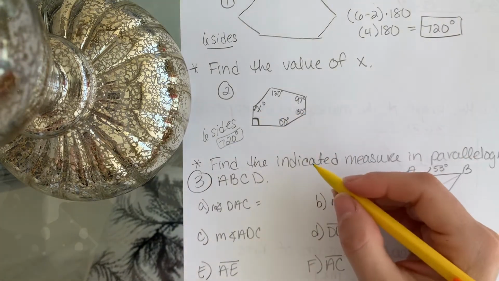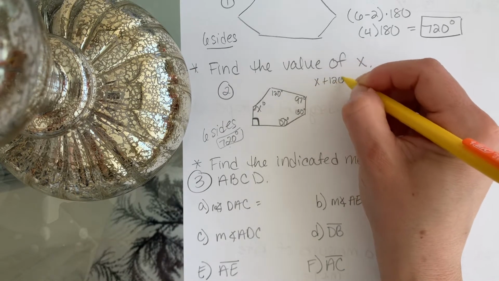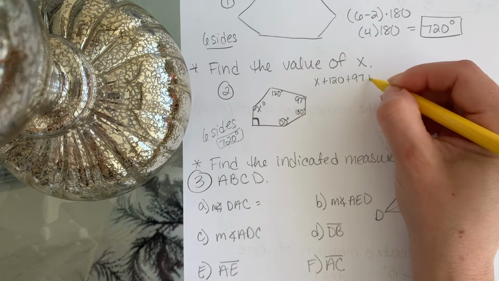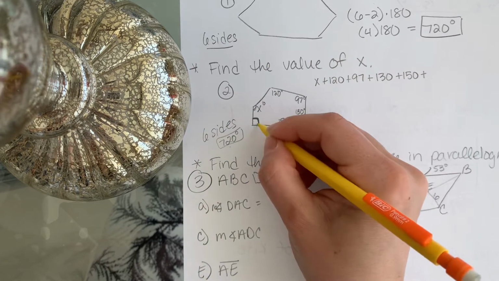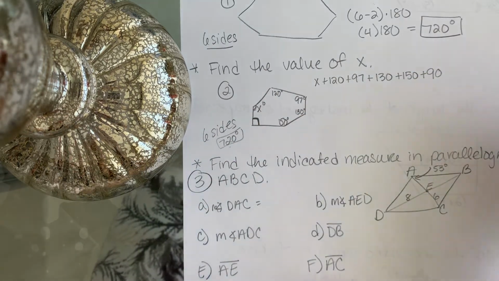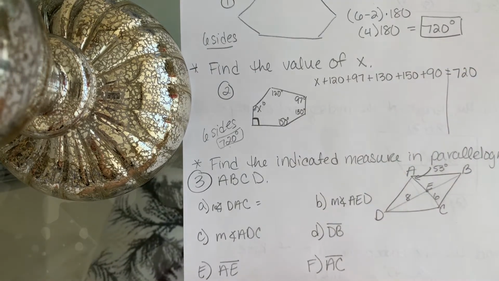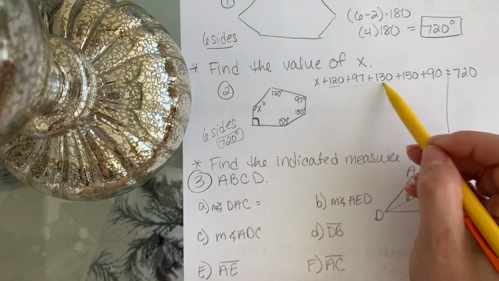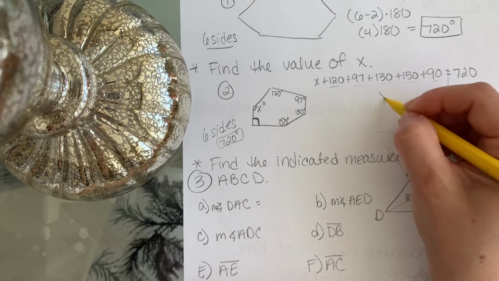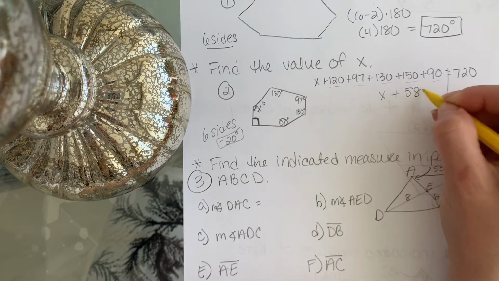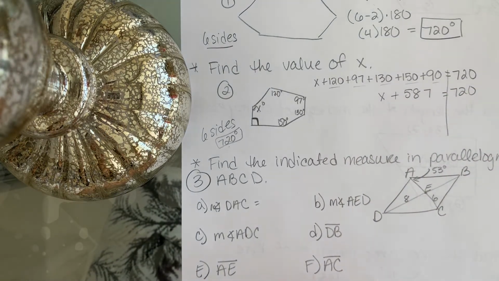So let's add up all these angles. We have x plus 120 plus 97 plus 130 plus 150, and don't forget the box plus 90. And that all equals 720. So this is like an equation that you have here. So these are all your like terms that you're going to combine. You're going to add all these numbers up, and you get x plus 587 equals 720.